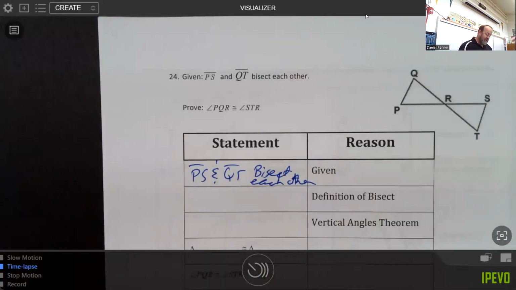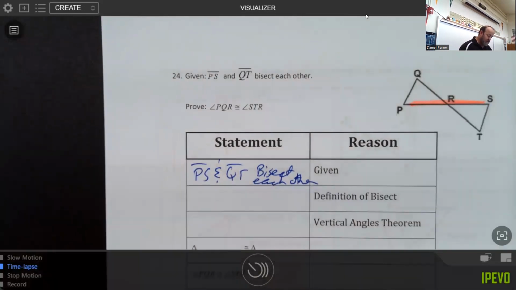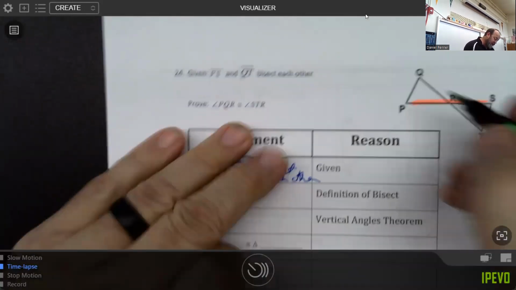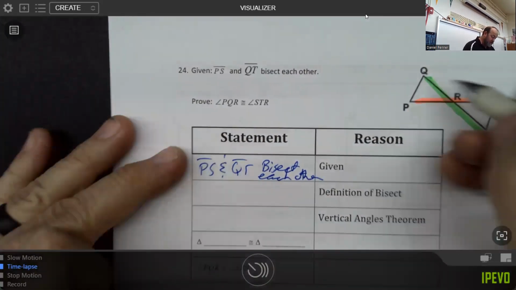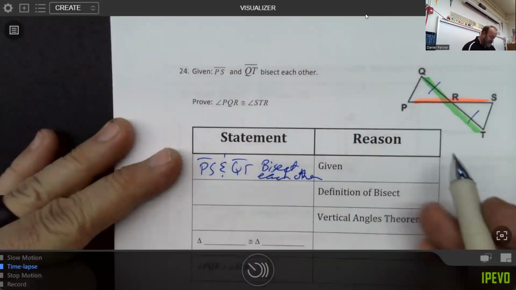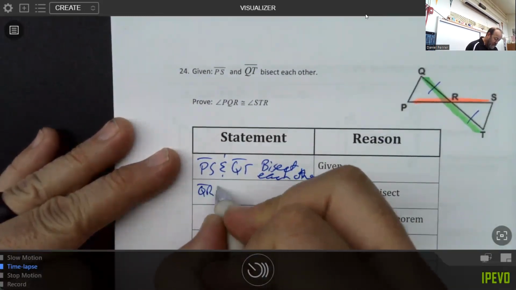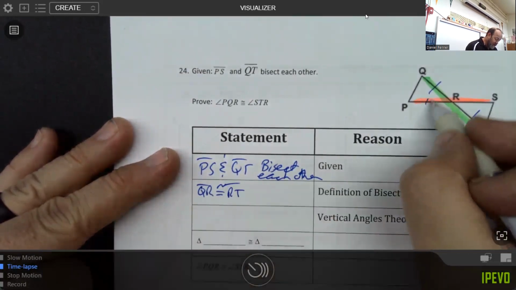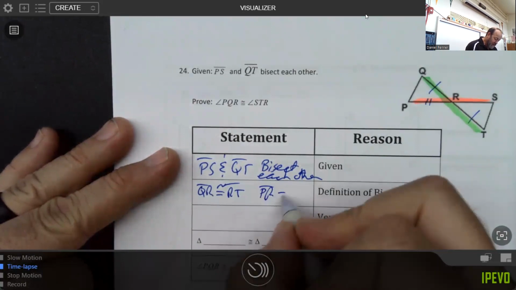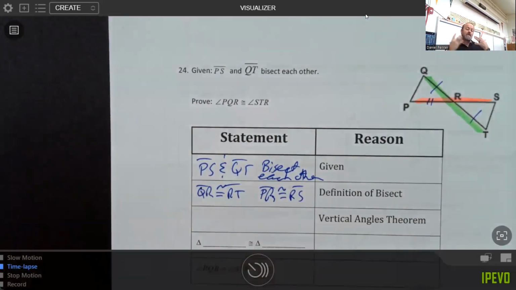And it says PS, which is this big sucker right here, and QT, which is this green guy right here, perfectly cut each other in half, which means QR has to be, because if it bisects, it cuts in half. So I know that QR is going to be congruent to RT. And by the same reason, I'm going to say that PR is going to be congruent to RS, because we literally said they bisected each other, which means they perfectly cut each other in half.